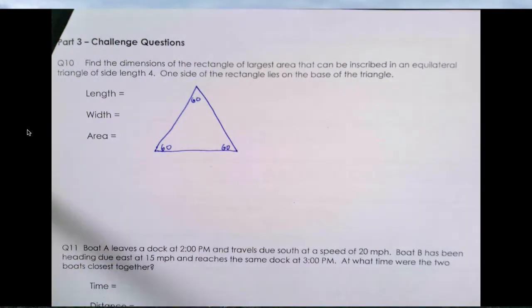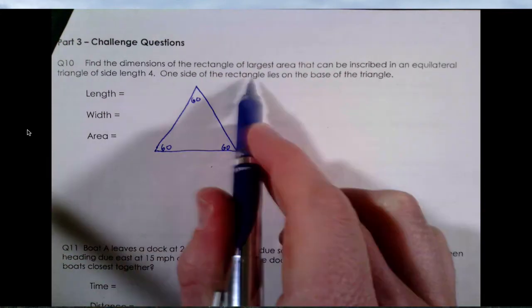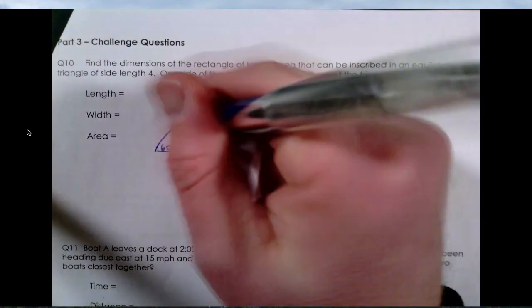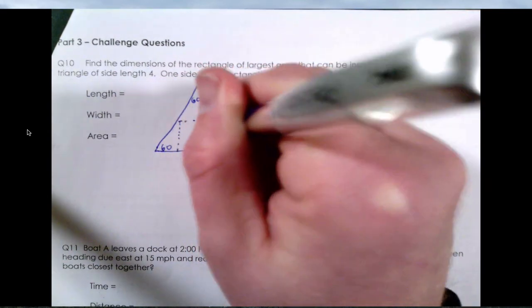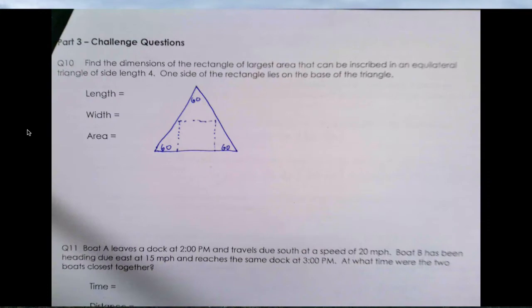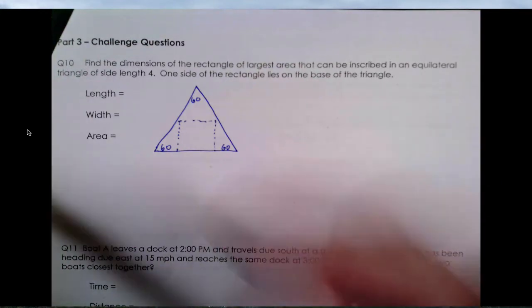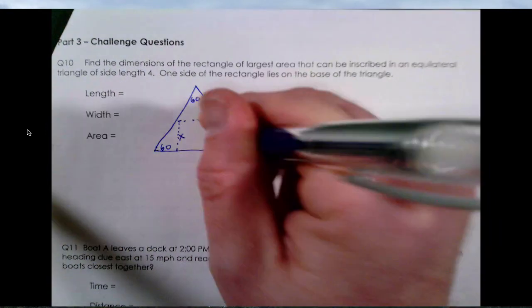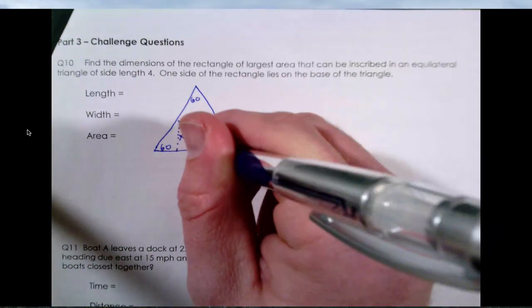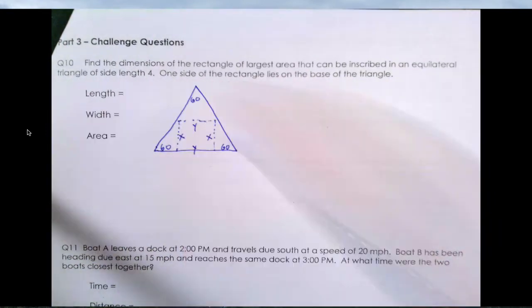Okay, the next thing we're going to have is a rectangle. One of the sides of the rectangle lies on the base of the triangle, so that essentially it comes up this way. And I need a dimension. If I call this x right there, then this is x over there. Right now I'm at y, and I don't want y.